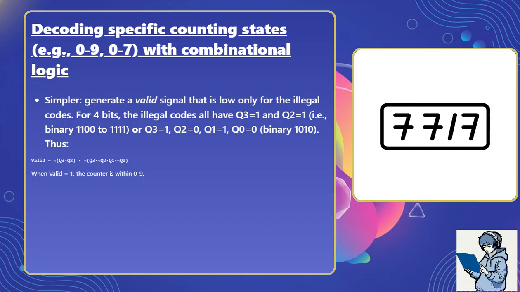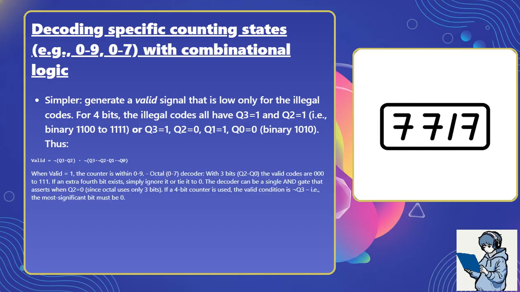Thus valid equals not (Q3 · Q2) · not (Q3 · not Q2 · Q1 · not Q0). When valid equals 1, the counter is within 0 to 9.